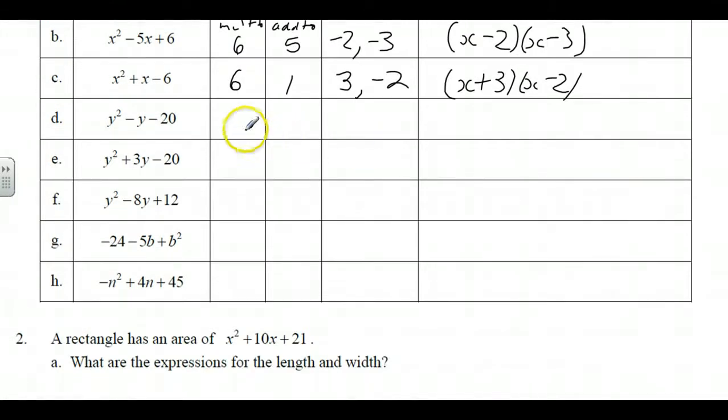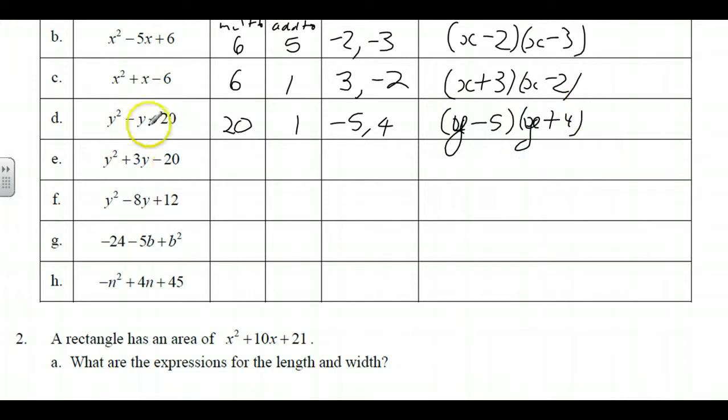Multiply to negative 20, they have opposite signs. They multiply to 20, they differ by 1, so 20 and 1, and they will be negative 5, positive 4, right? 5 and 4 multiply to 20 and differ by 1, their difference. The 5 is negative because the larger number is negative, right? So I get x minus 5, x plus 4. X squared plus 4x minus 5x is minus 1x. Oh, really? Okay, hang on. They're y's. And then minus 20, right?